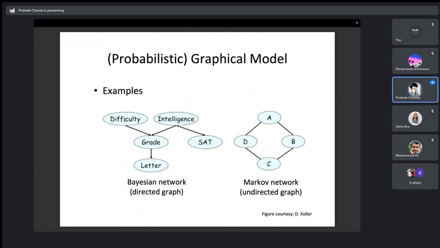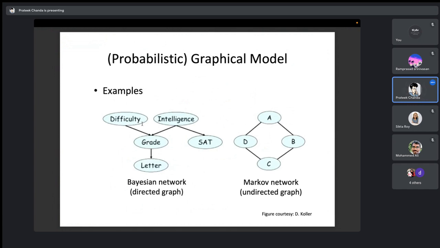So the course difficulty is given by the random variable difficulty, and the student's intelligence, although just for the sake of example, we can't quantify it, is given by this random variable here, which is intelligence. The grade is the course grade that the student gets, the letter is the letter that he or she gets from the professor, and the SAT is the random variable indicating the SAT score that the student gets.